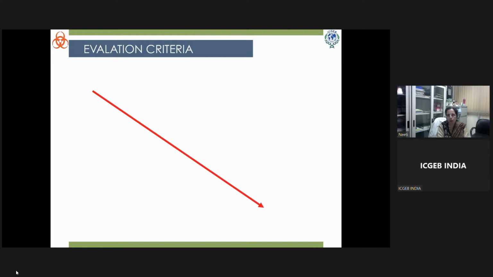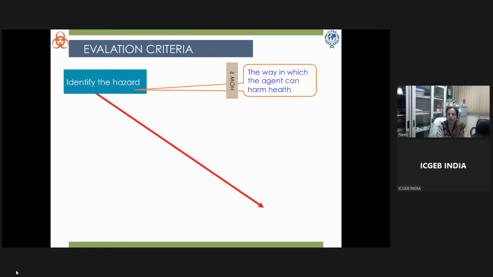So, going forward on the evaluation criteria for these pathogens, the first and foremost is to identify the biohazard, the way in which the agent can harm human health. Once this is identified, the appropriate containment level required for its handling can automatically be adjusted. The second thing after identifying the hazard is the nature of the work that has to be done.